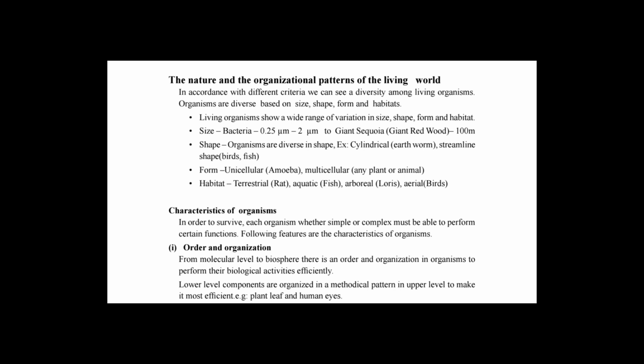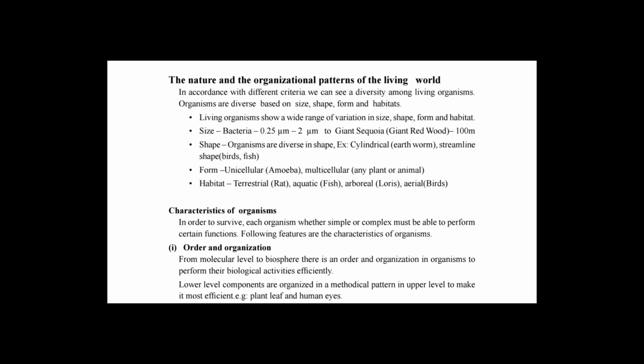Okay, the next, fourth type of diversity, the criteria. Next type is habitat. Habitat means the place where an animal lives. Okay, these habitats are divided like terrestrial, aquatic, arboreal, and aerial. Terrestrial means they live on land or ground. Okay, rat is the example. Rat can live on land.